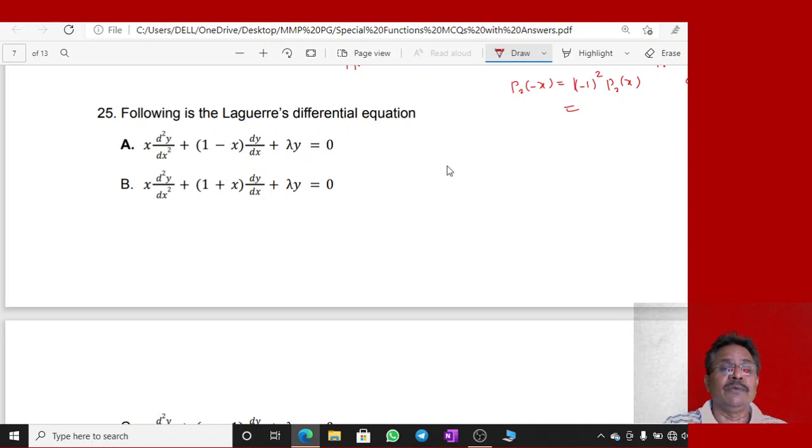This is the Lagrange differential equation: x d²y/dx² + (1 − x) dy/dx + λy = 0. Now you have to put this particular equation in the standard form, that is p(x) y'' + p(x) y' + q(x) y = 0, and then discuss p(x) and q(x), whether at x = x0 they diverge or whether they converge. Based upon that we can go for a series solution for this.